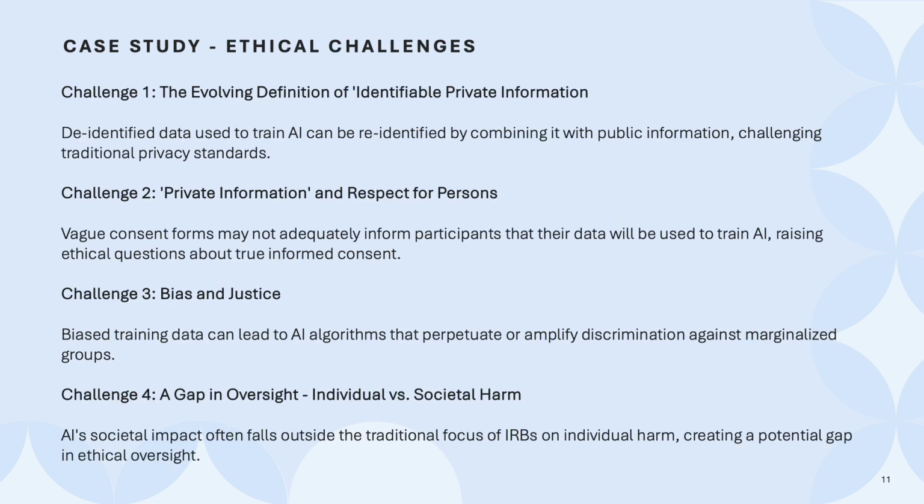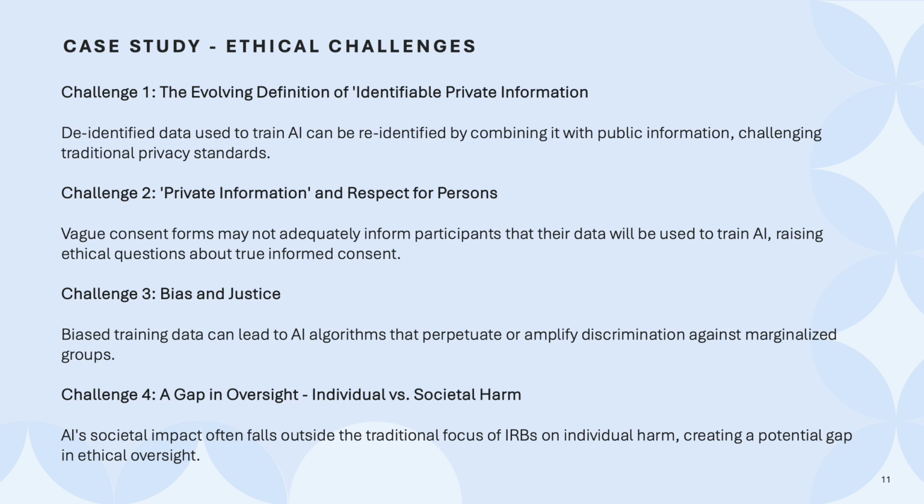The framework from our case study highlights 4 key ethical challenges where our traditional definitions are put to the test. The first challenge: the evolving definition of identifiable private information. The major issue here is that data we think is de-identified can often be re-identified when combined with public information. This ability to unmask individuals challenges our traditional standards of data privacy.